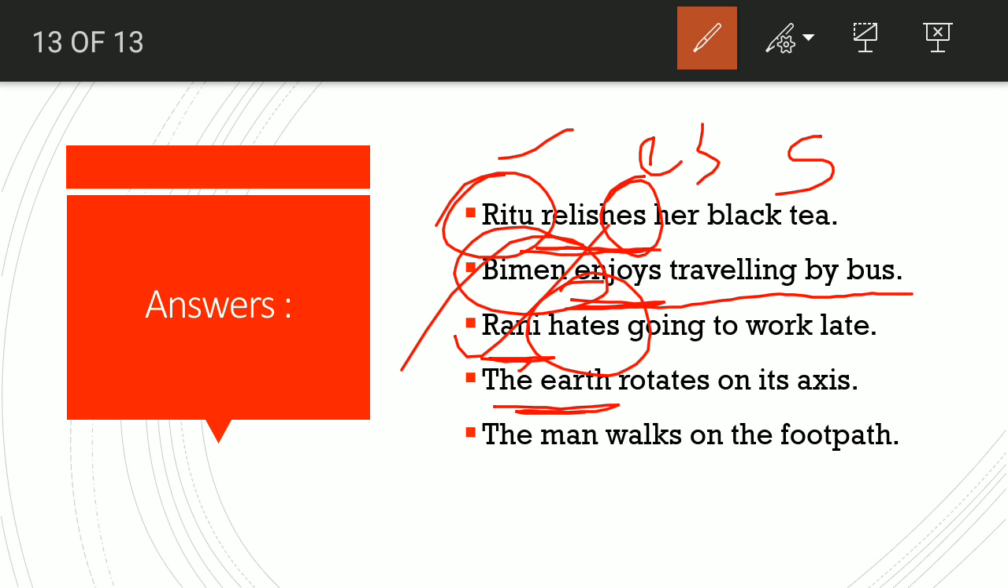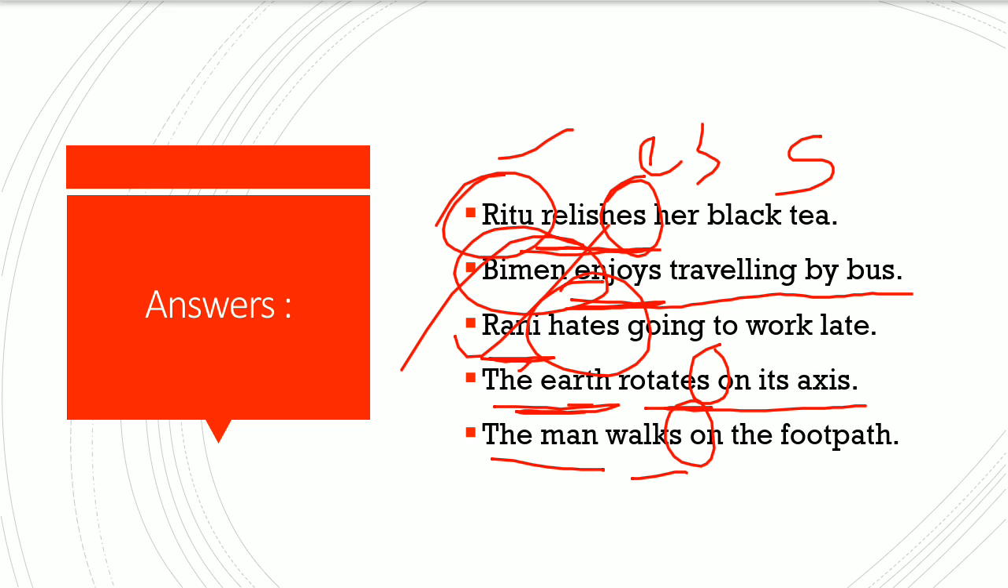The earth rotates on its axis. Again, earth singular subject, rotates, we have added s. The man singular subject, walks, we have added s. The man walks on the footpath.